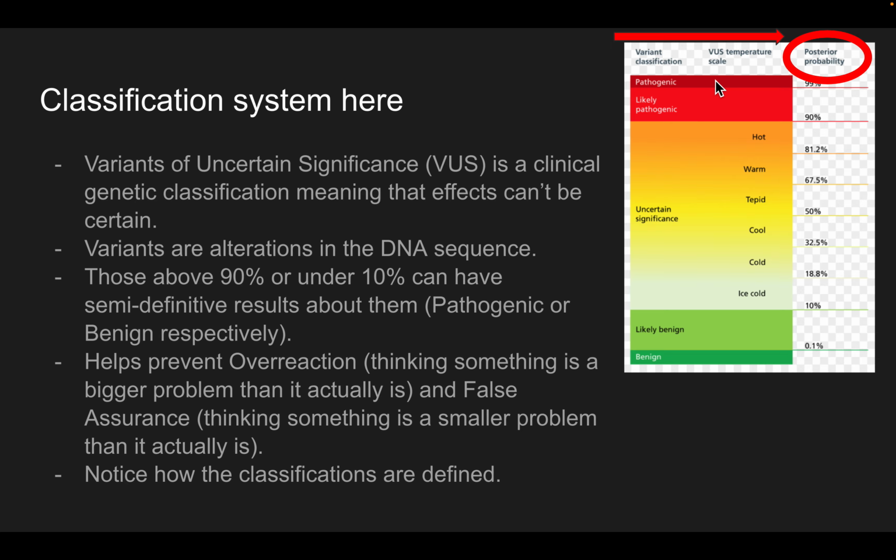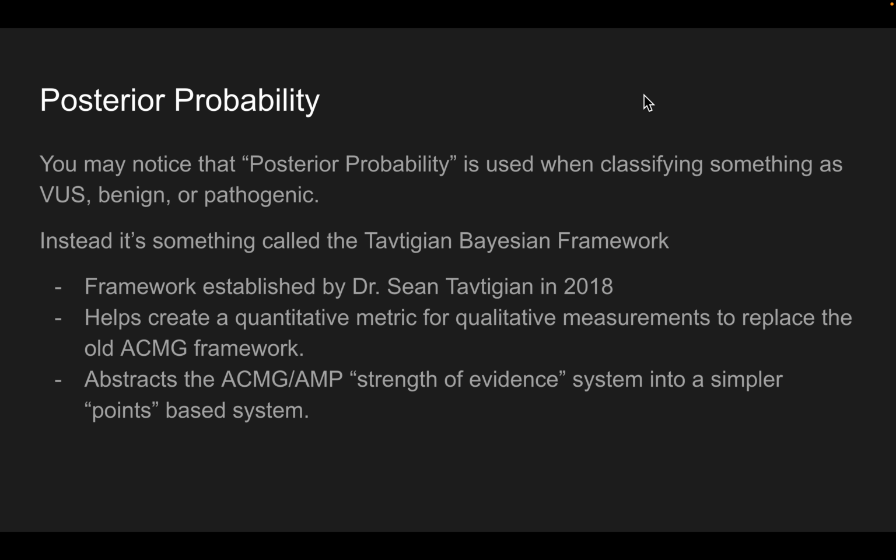Notice the classifications are defined. You have to be above 90% or less than 10%. So all this middle area here is uncertain significance. And it's important to also note that there are these percentages, something called posterior probability. You may notice that it's classified with posterior probability. If you know what that already is with the Bayes formula, this is slightly different.